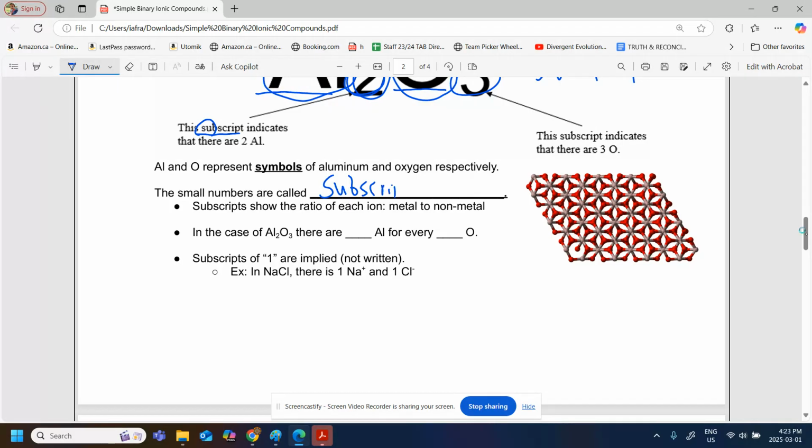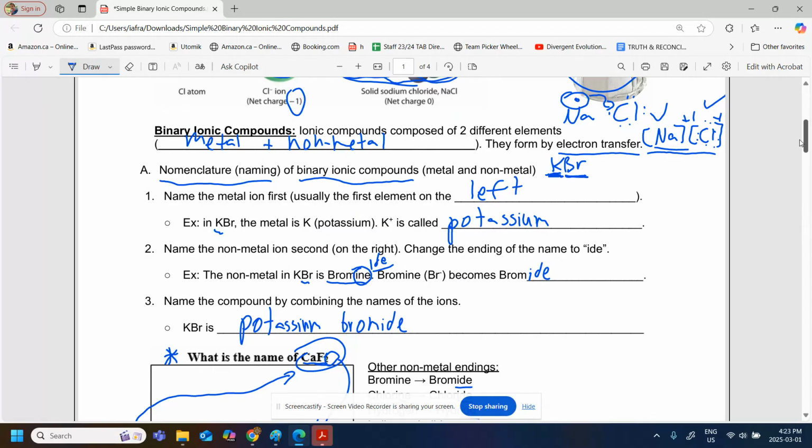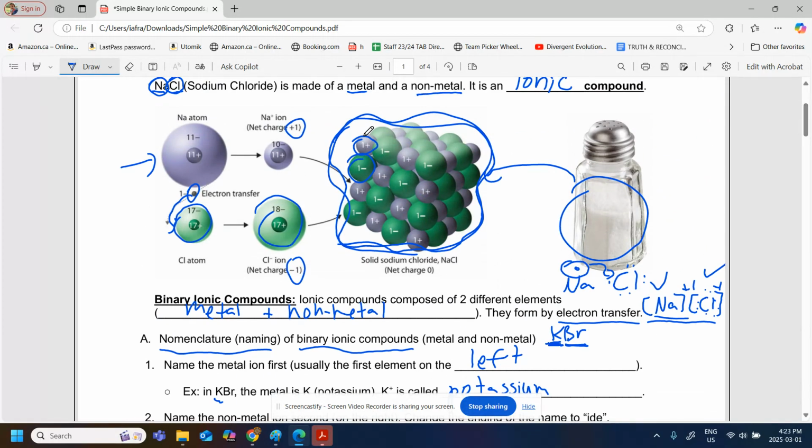So again, the small numbers are called subscripts, and they tell you how many of each ion there is in that compound. It's actually a ratio, because if you remember, the ionic compound exists sort of as a crystal. So there's actually more than one sodium and one chlorine in this whole crystal, but it is 1 for 1. For every 1 sodium, you have 1 chlorine, so it's a ratio, really.